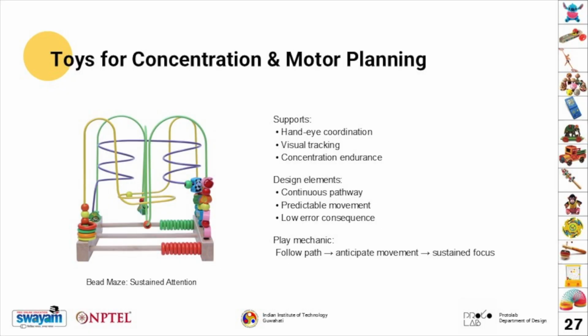Because the visual structure guides behavior, attention emerges naturally instead of being demanded. The repetitive loop strengthens endurance of focus. Unlike instruction-based tasks, engagement emerges intrinsically. So the toy trains attention through rhythm and continuity rather than demand.